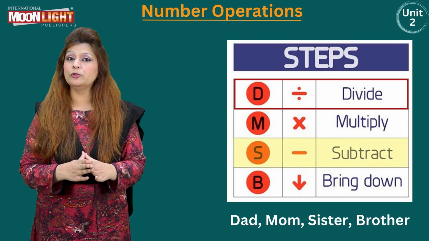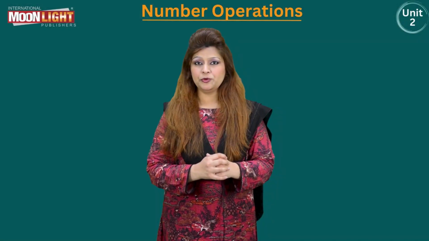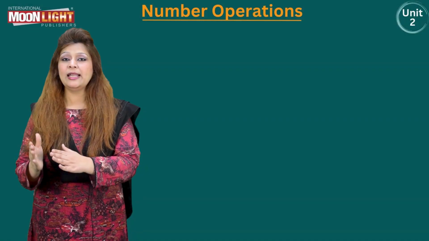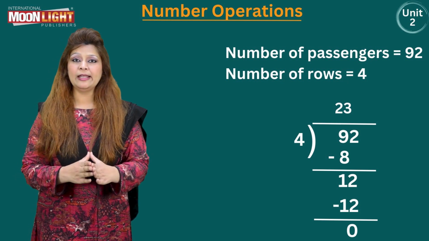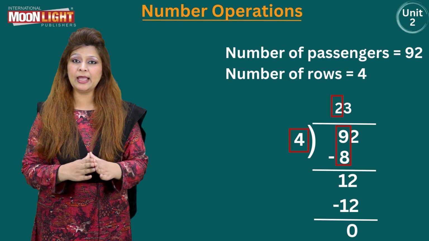Now what I'm going to do? The second step is multiplication. I just need to recall the 4 times table so that I will have a number less than or equal to 9. So I will get the number 4. 4 2s are 8, which is less than the number 9.